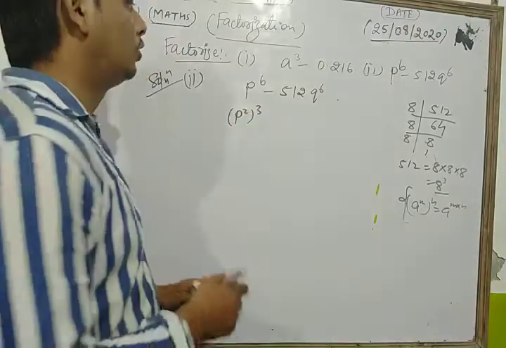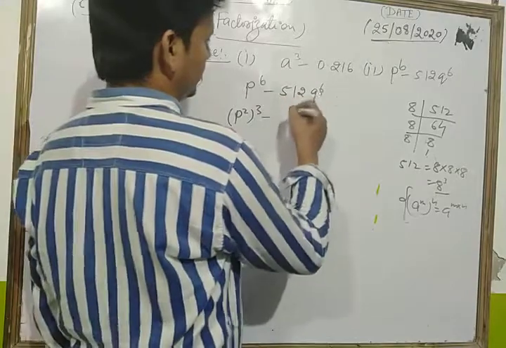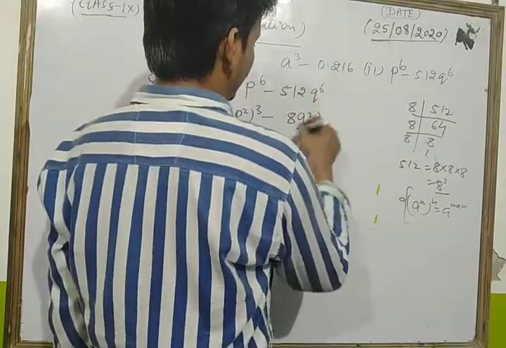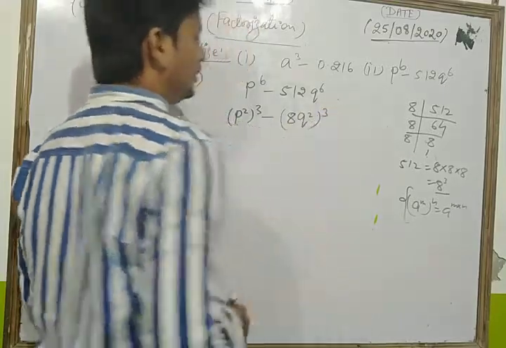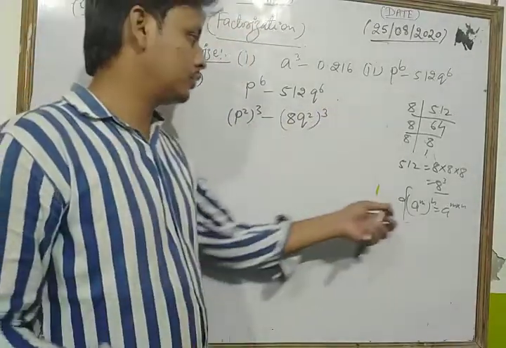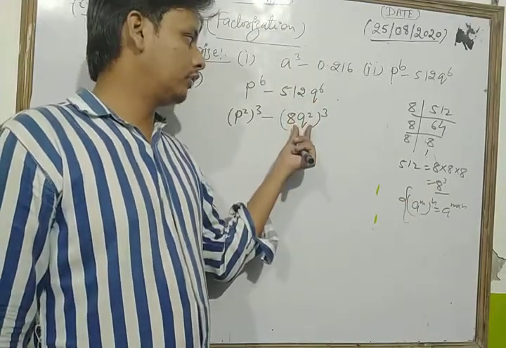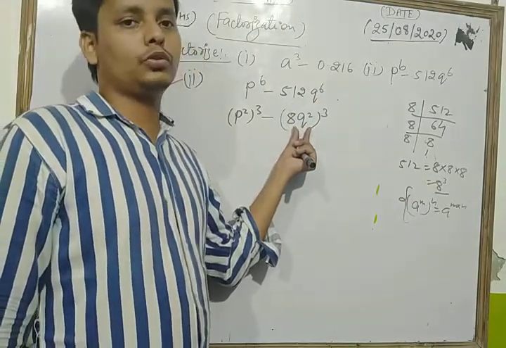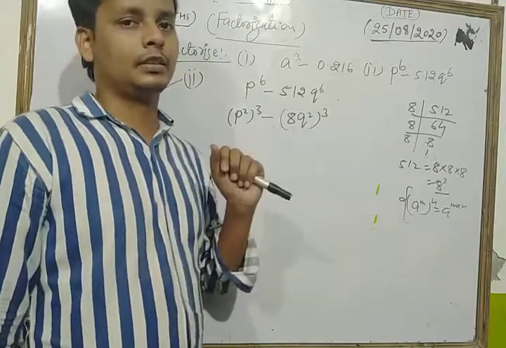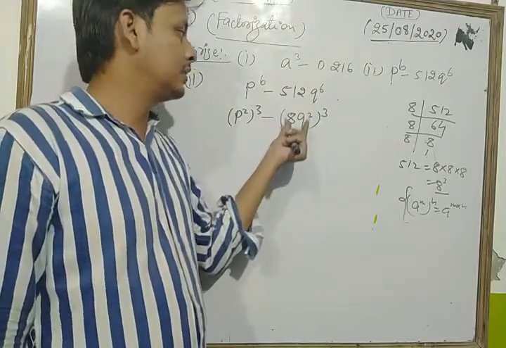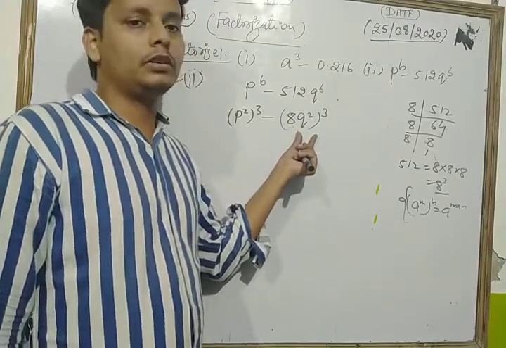Okay, now look, here we write 8 cube. Because you know that the value of 8 cube is 512, and the cube of q square is q to the power 6. Now we write 512 q to the power 6 as 8 q square to the power 3.